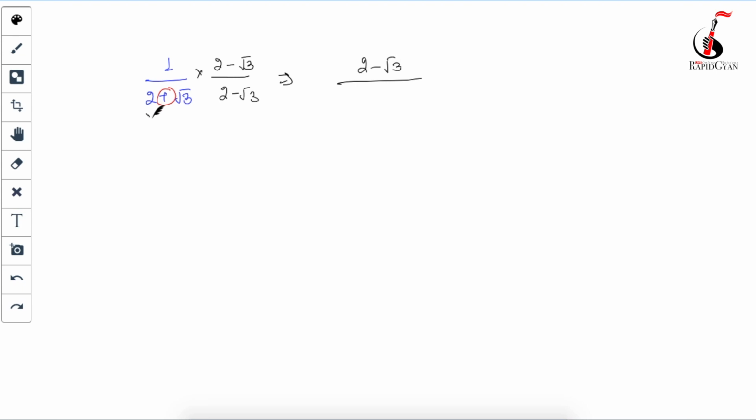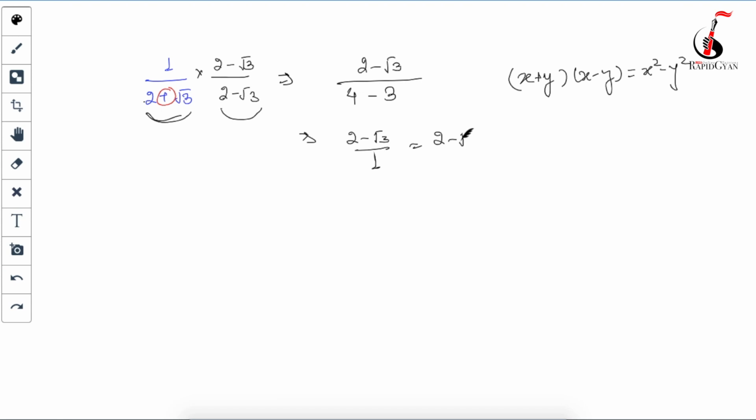see beta here, if you are going to multiply, this is nothing but x plus y multiplied by x minus y. I told you the formula, that x plus y multiplied by x minus y will give you x square minus y square. So this will give you beta 2 square, which is 4, minus under root 3 square, which is 3. So my answer will become 2 minus under root 3 upon 1. That's your answer, means 2 minus root 3.